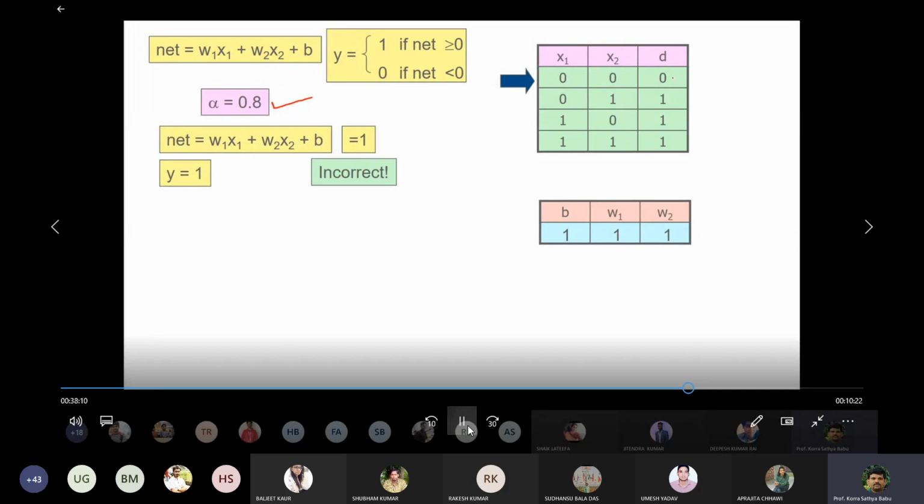But what we have to get? The output we have to get here is 0. We have to get 0. But what we got here? y equal to 1 we got. So that's why it is incorrect. So now we need to train. In that case, we need to train.